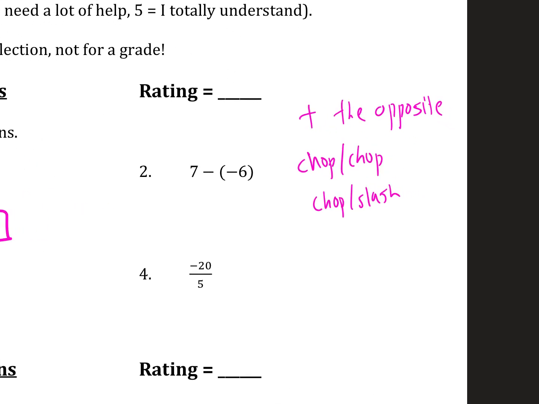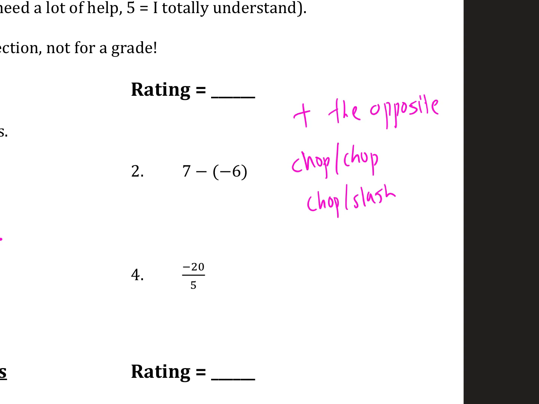I don't know if you've heard either of those before, but it's called adding the opposite, or change the sign, add a line, is another thing that people say. So what you're going to do is chop. If there are two negative signs, you're going to chop, make them both positive. And now we have 7 plus 6, which equals what? It's going to be 13.